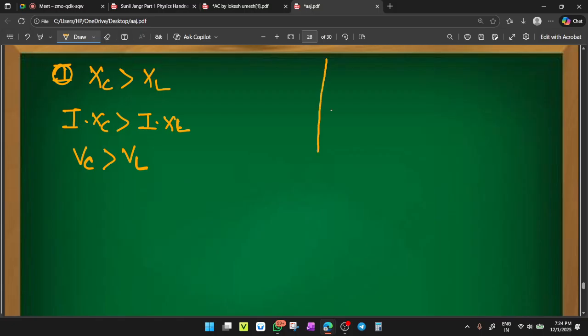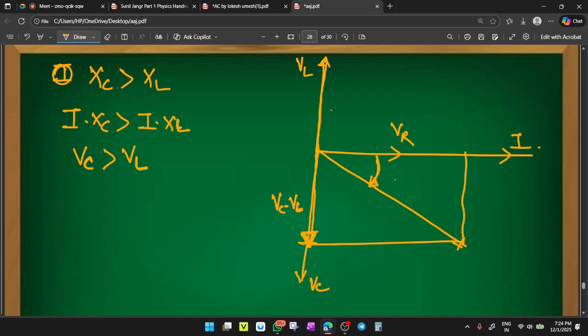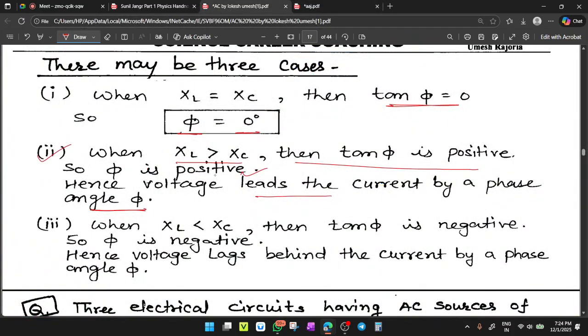So yes, VC will be larger. The phasor of VC will be more. Now the resultant of voltage will take place in the direction of VC because it has the higher value. So your resulting voltage will be VC minus VL. Fine. So if you make the parallelogram diagram, here it is VR. Your net voltage or net EMF is lagging behind the applied current.